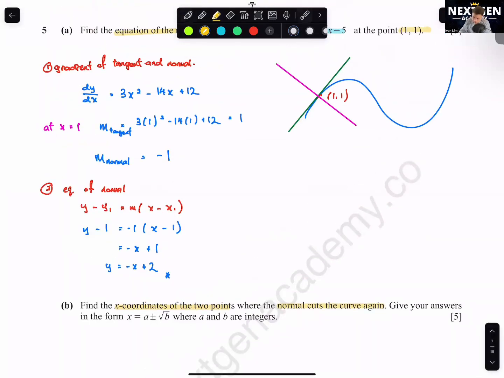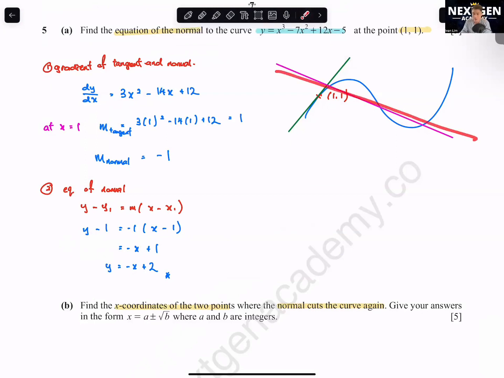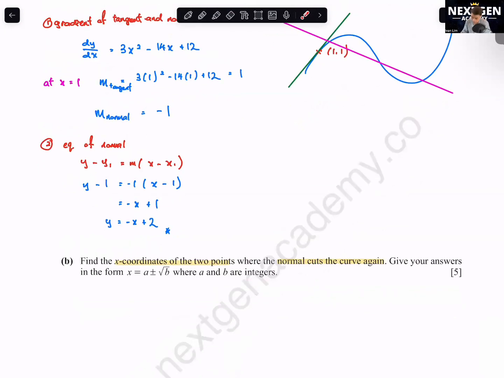So I have this normal here. We want to see where it cuts again, so probably around here. I decide to simply draw the graph. Maybe the normal, right? It cuts again like that. So we want to find where exactly it cuts again. When it cuts means intersect. Intersect means we do a simultaneous equation. So let's do a simultaneous equation here.